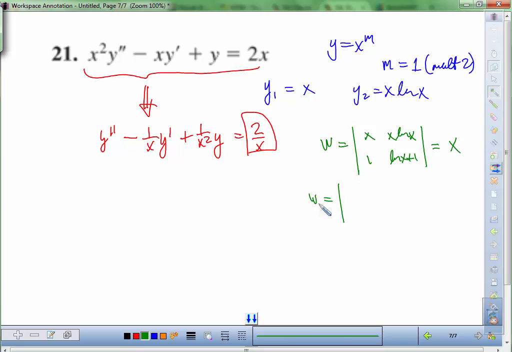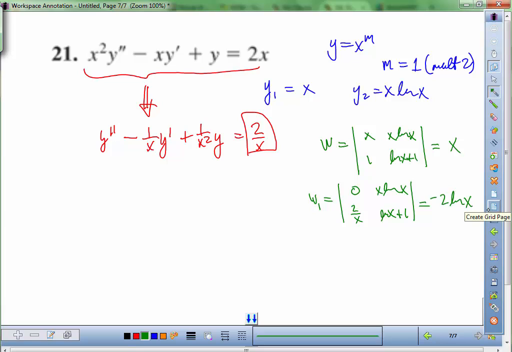To find the first w, the w1, we got 0, and we got 2 over x, and then we get x ln x and ln x plus 1. And now we're going to get a negative 2 ln x. That's just part of the formula for the Wronskian. This is a 0. And then the w2 is going to be the first column, x and 1. And then now we put 0 and 2 over x here. And then this is going to be just 2.